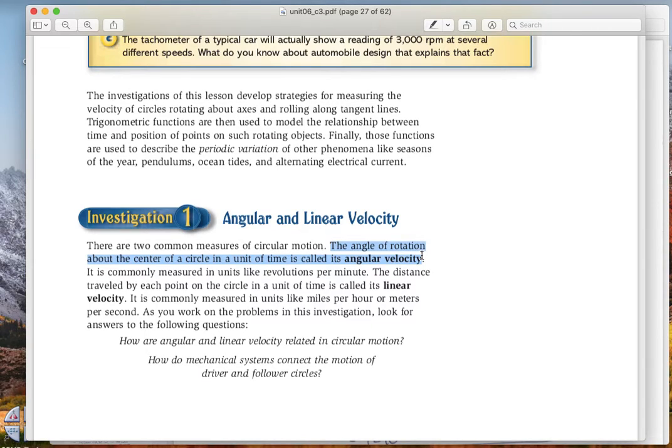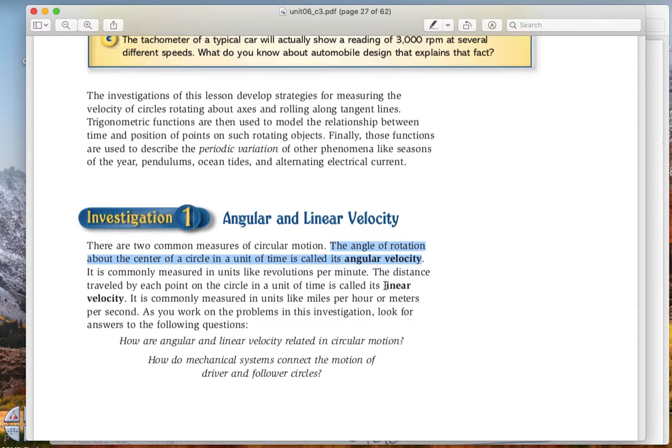So in the sense that it's a unit of time, well, obviously we're rotating. For example, a wheel is rotating in a circular motion because it is a circle. But the way we would measure velocity, right? Velocity usually is your rate of change. How fast am I going, or how fast is something rotating? So in this case, the most common way to measure angular velocity is rotations per minute.